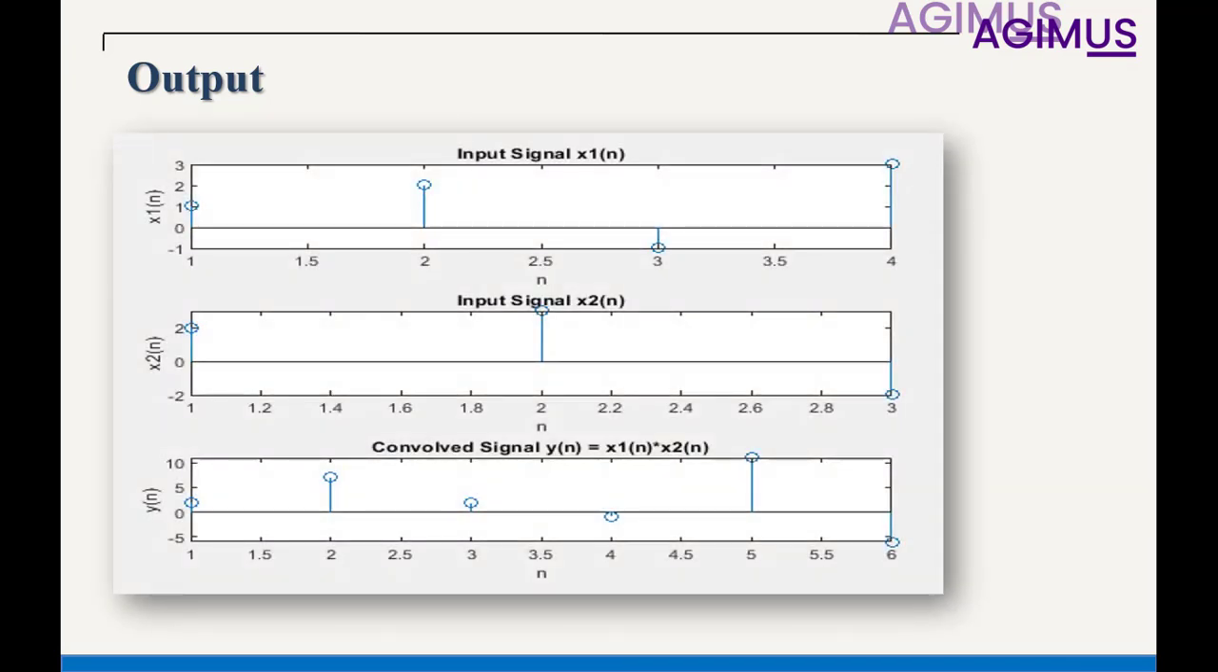This would be the corresponding result. You can see the first signal is your input signal x1 of n, the second is your second sequence, that is x2 of n, and when you have x1 star x2 you will get y of n, that is your convolved signal, and you can see the corresponding results here.